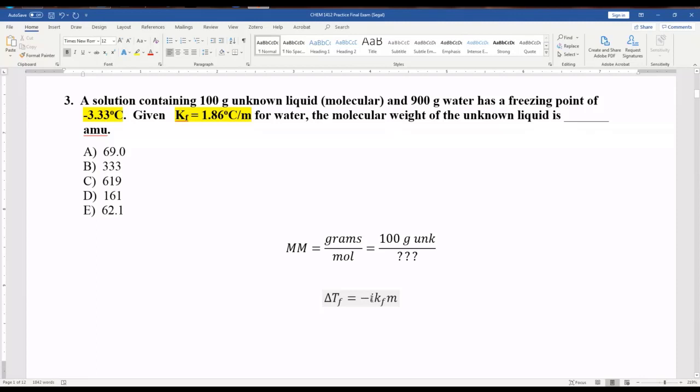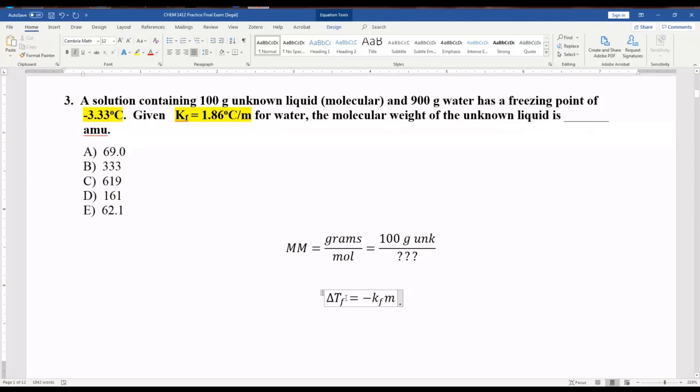So in this case, the number of particles it breaks up into, that's what the i is, the van 't Hoff factor. The number of particles this breaks up into is 1. It doesn't really break up, so it'll just be 1. So I can actually just eliminate that and simplify this to delta TF is equal to negative KFM. All right, that's great.